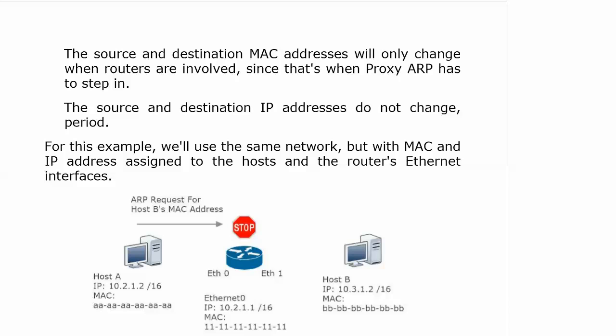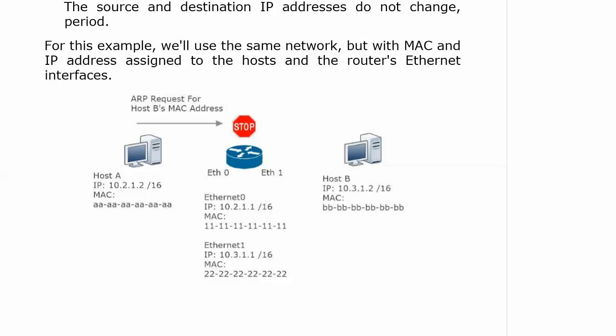Let's go ahead and start off with this walkthrough of Proxy ARP. And here we've got host A, IP address of 10.2.1.2, and a MAC address of all A's. On our router, we've got on Ethernet 0, 10.2.1.1/16, so it's on the same subnet as host A.